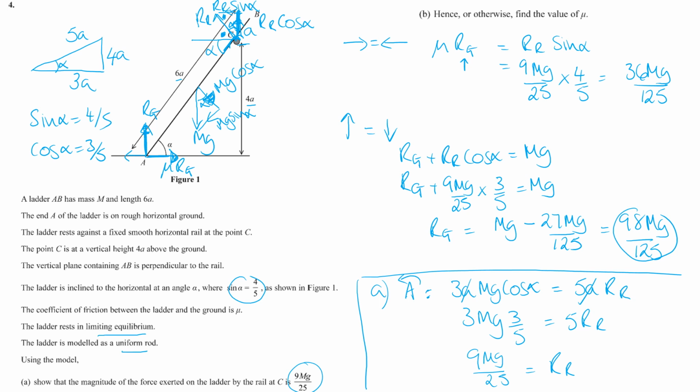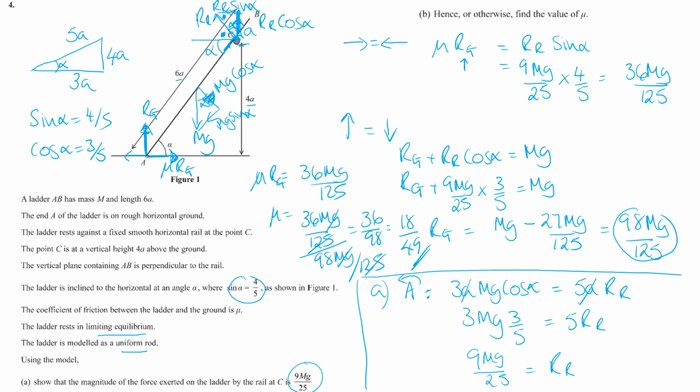And then all we need to do is feed that in here for our Rg, the reaction at the ground, to get that mu Rg is going to equal 36 mg over 125. That was our equation from the horizontal forces. So mu is going to be 36 mg over 125 divided by 98 mg over 125. We can see the 125s will cancel, the mg's will cancel. This will give us 36 over 98, which cancels down to 18 over 49, which is mu.